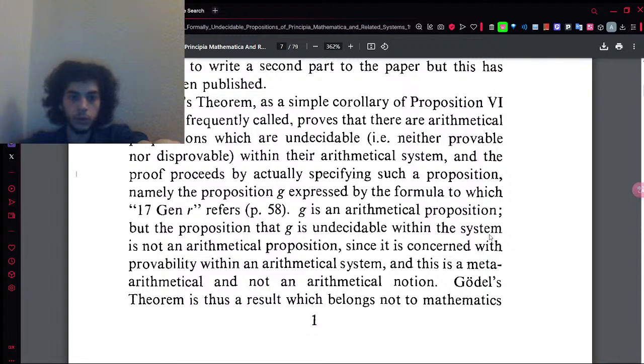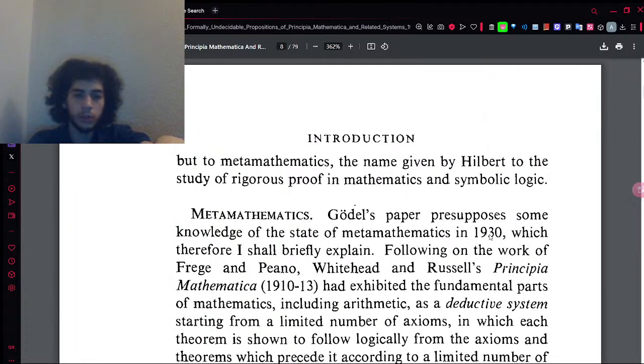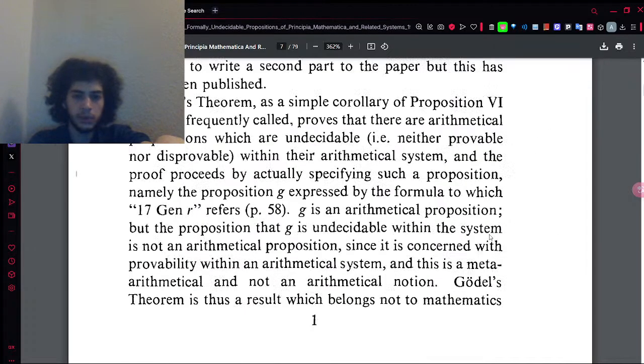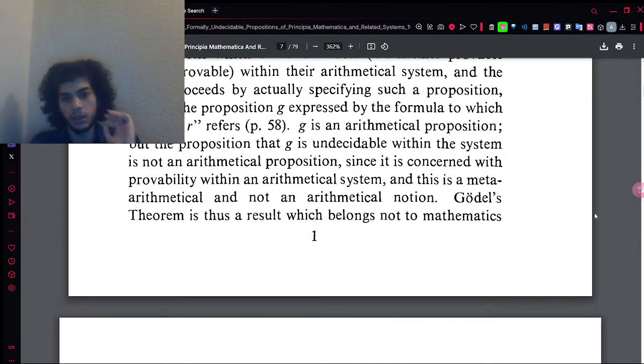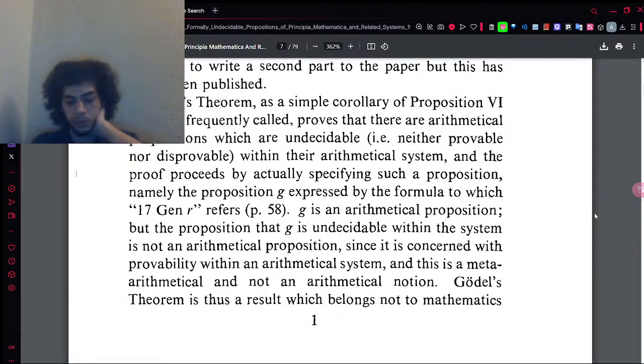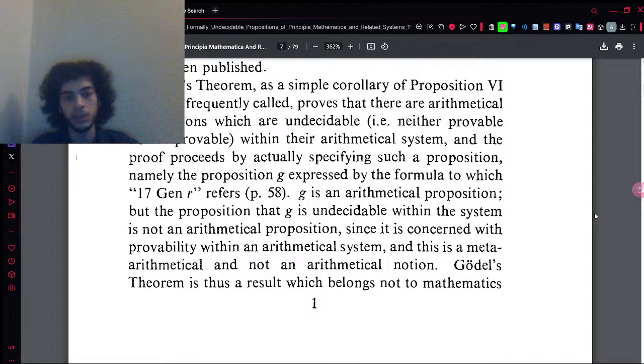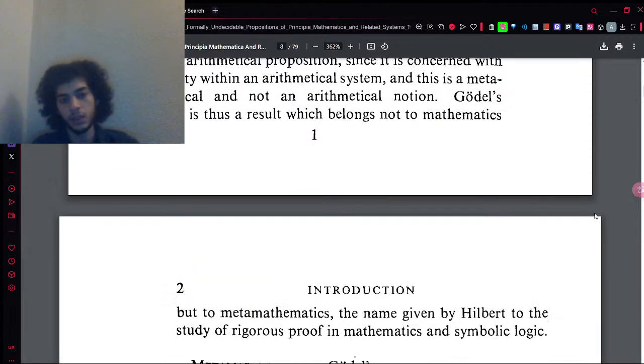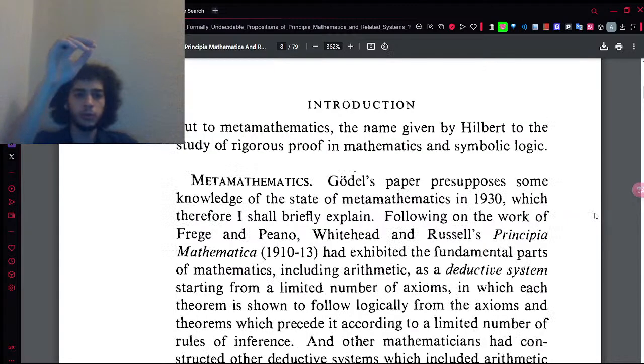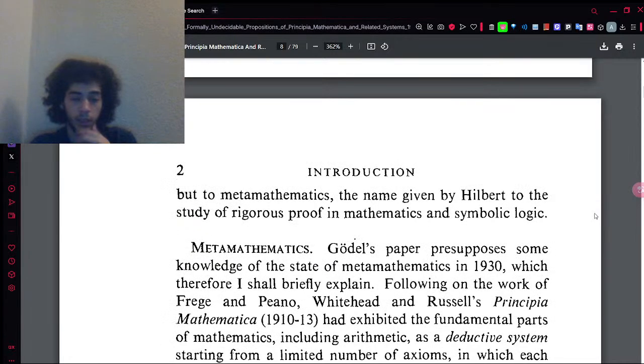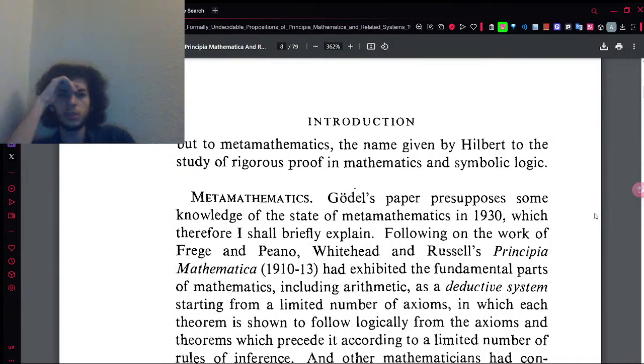Gödel's theorem is thus a result which belongs not to mathematics, but to metamathematics. Well, I think it does belong to mathematics. It belongs to the field of logic, and it just depends on whether or not you want to consider logic mathematics. It's just a question of terms. But to metamathematics, the name given by Hilbert to the study of rigorous proof in mathematics and symbolic logic.